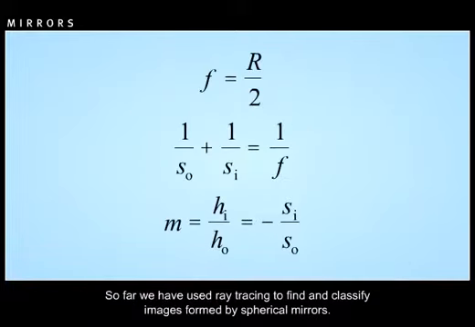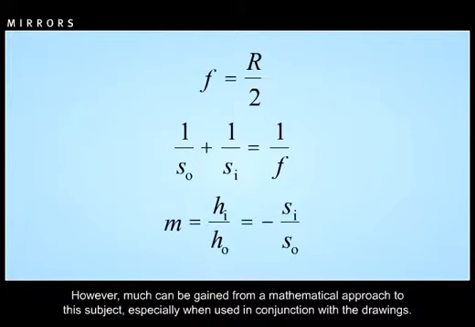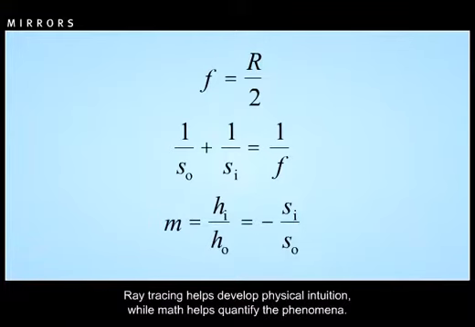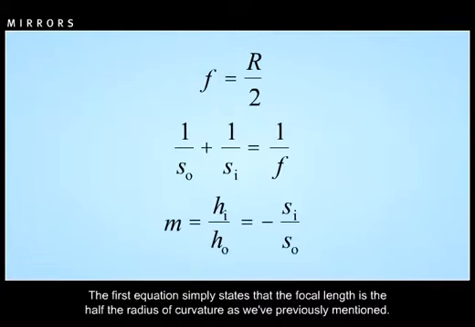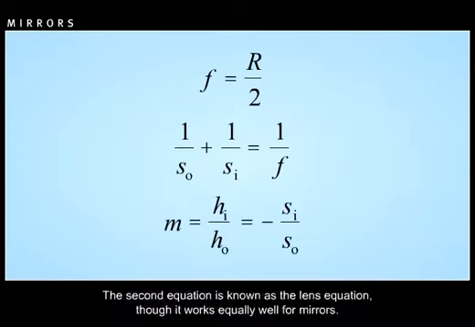So far, we have used ray tracing to find and classify images formed by spherical mirrors. However, much can be gained from a mathematical approach to this subject, especially when used in conjunction with the drawings. Ray tracing helps develop physical intuition, while math helps quantify the phenomena. The first equation simply states that the focal length is half the radius of curvature, as we previously mentioned. The second equation is known as the lens equation, though it works equally well for mirrors.